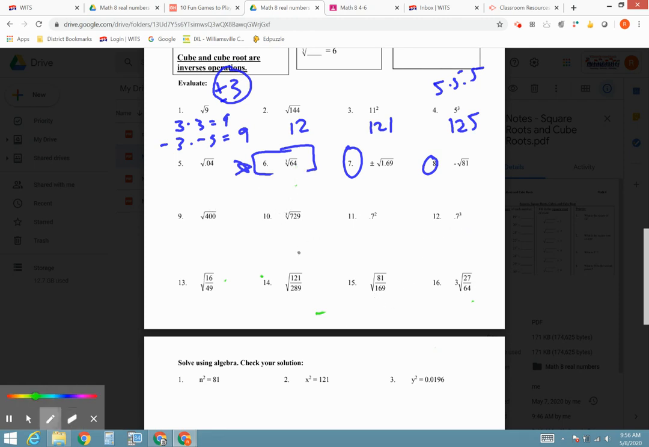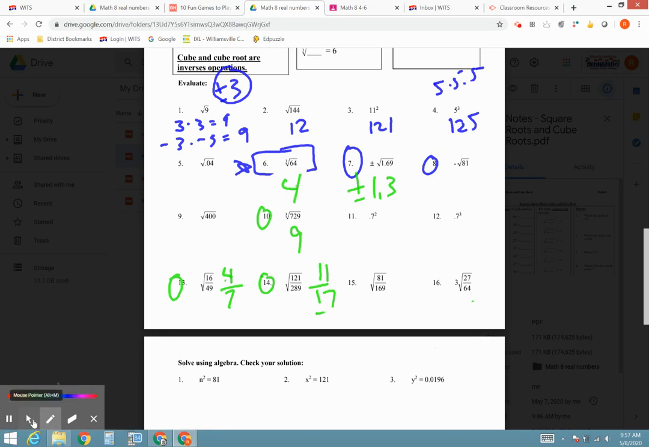Okay, number 7 is a square root. So the square root, positive or negative, of 1.69, I do that in my calculator, is positive or negative 1.3. Okay, you try to do number 10. See if you can use that cube root function on your calculator. Hopefully you got 9. Okay, then we can do fractions, so something like 13, square root of the top, square root of the bottom. You try 14. Hopefully you got 11/17.